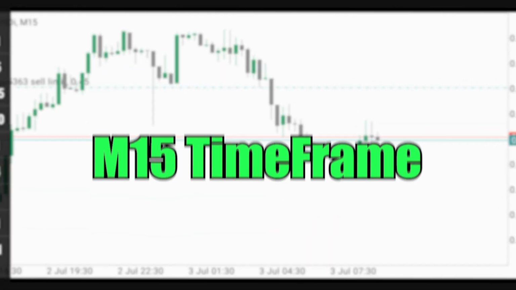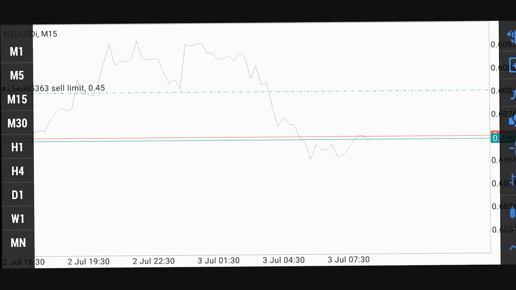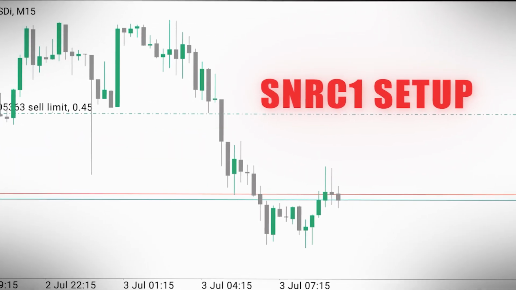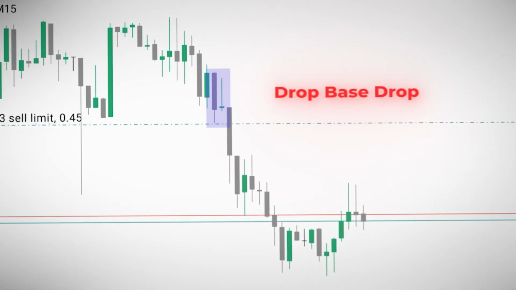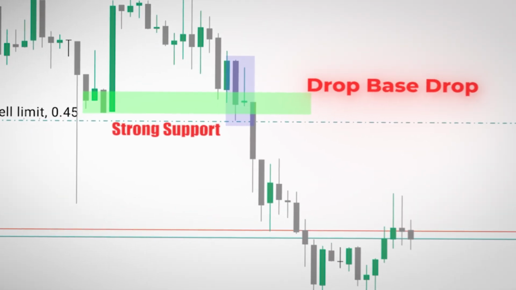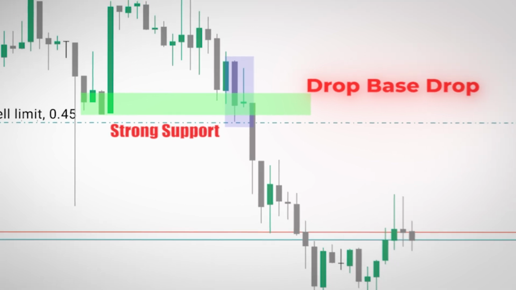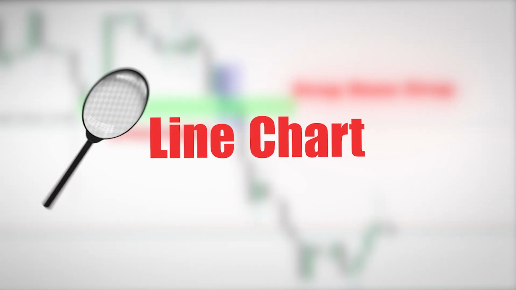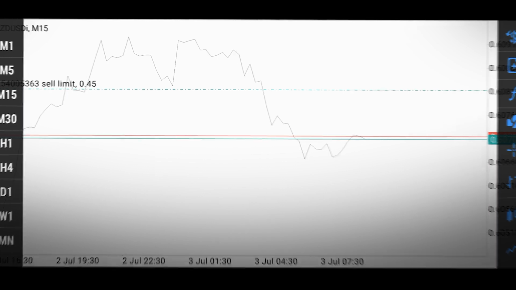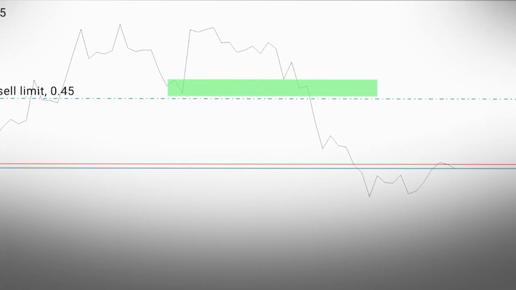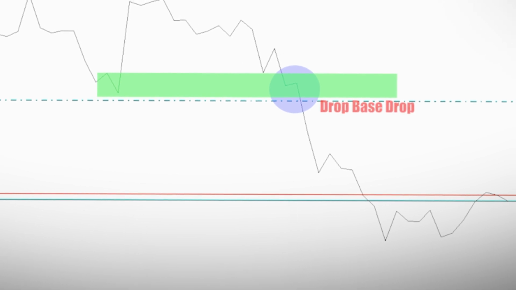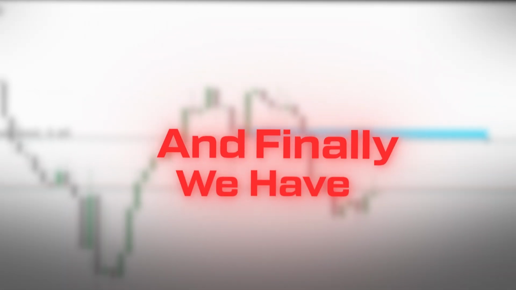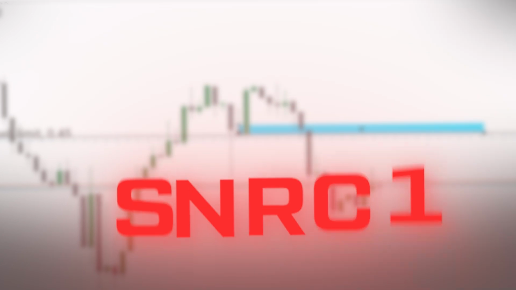Now let's move to M15 time frame. This is where the main confirmation is being played out. SNRC1 setup out there. The market left a drop-base-drop at the place where the strong support is broken aggressively. Well, you can change the chart to line chart to see a clearer view. Here is the strong support. And there we have a drop-base-drop at the same zone. And finally, we have high probability setup of SNRC1.